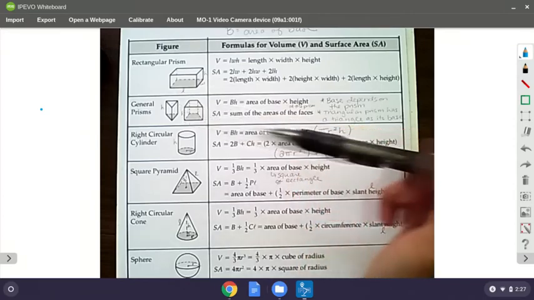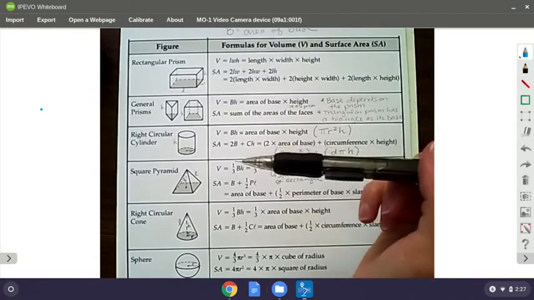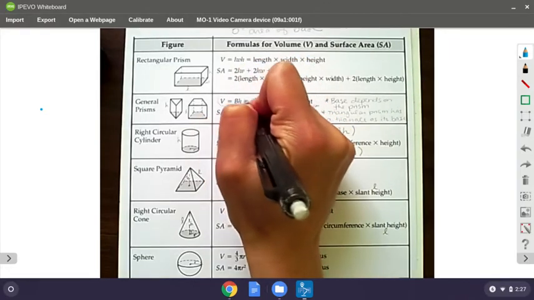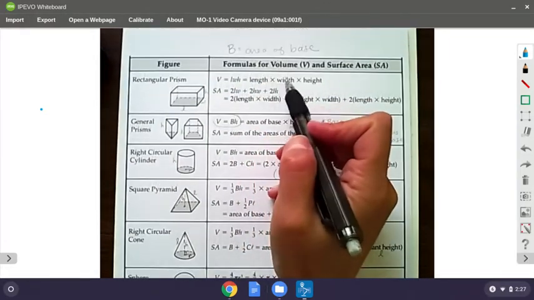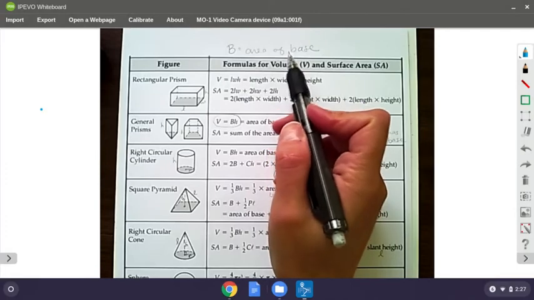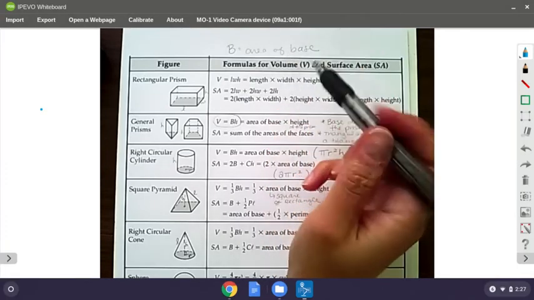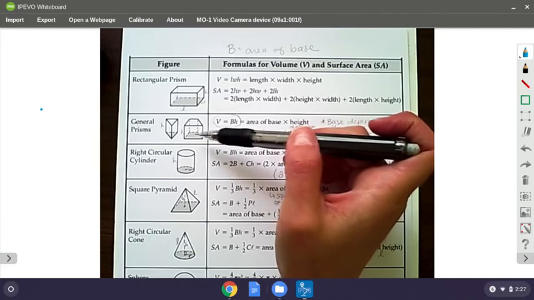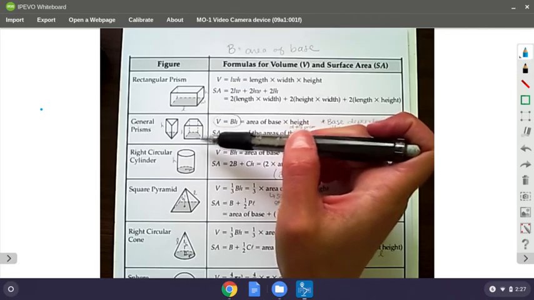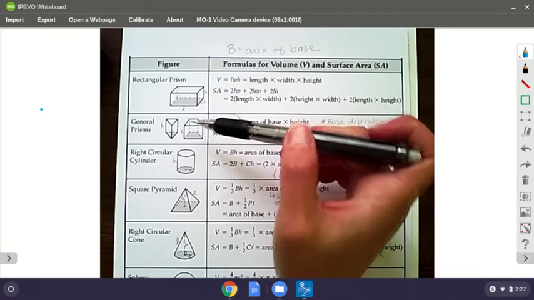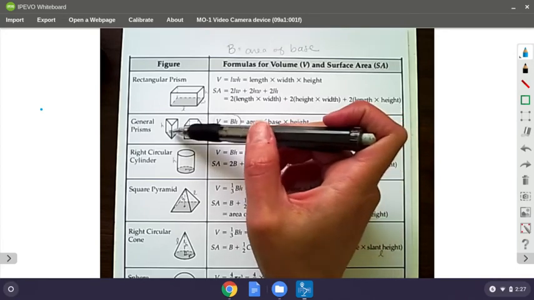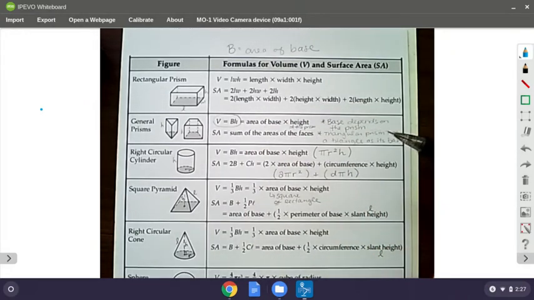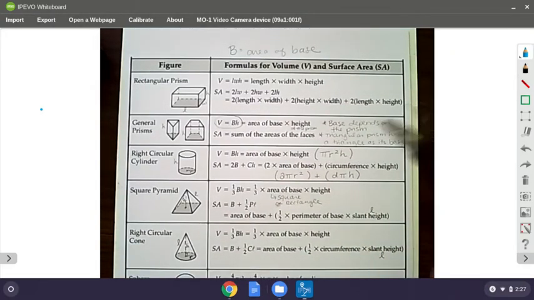So when you are finding the volume of a prism, this is the basic formula. Now, this capital B stands for area of the base. Every prism is going to be different because it's going to have a different base. For a trapezoidal prism like this, you would do the area of the trapezoid times the height of the prism. For a triangular prism, you would do the area of the triangle times the height of the prism. So it's always the area of the base times the height of the prism.